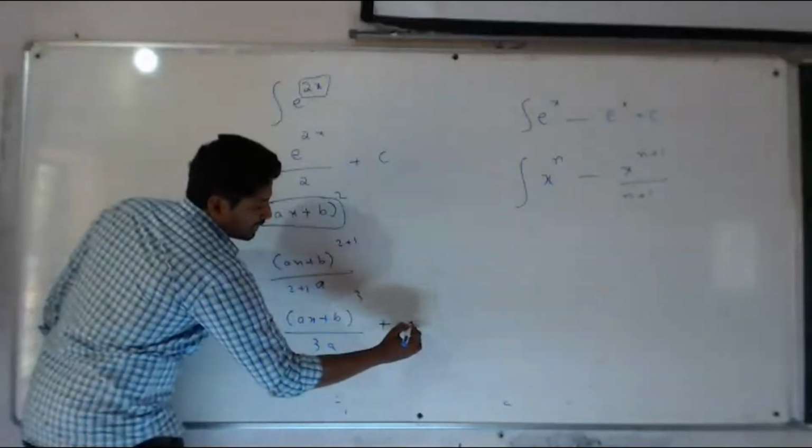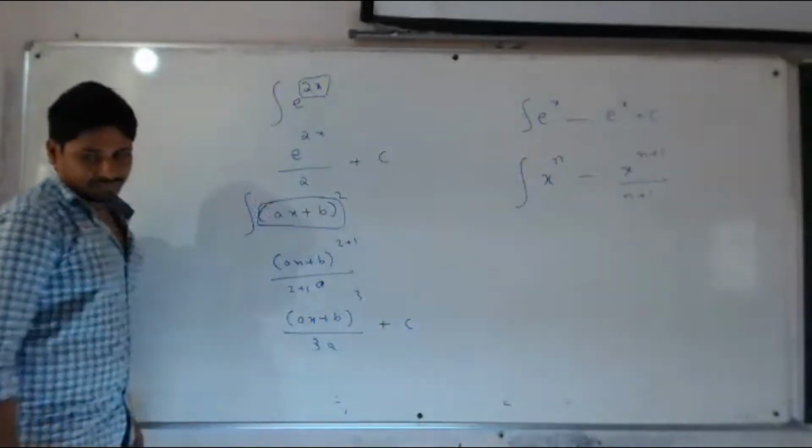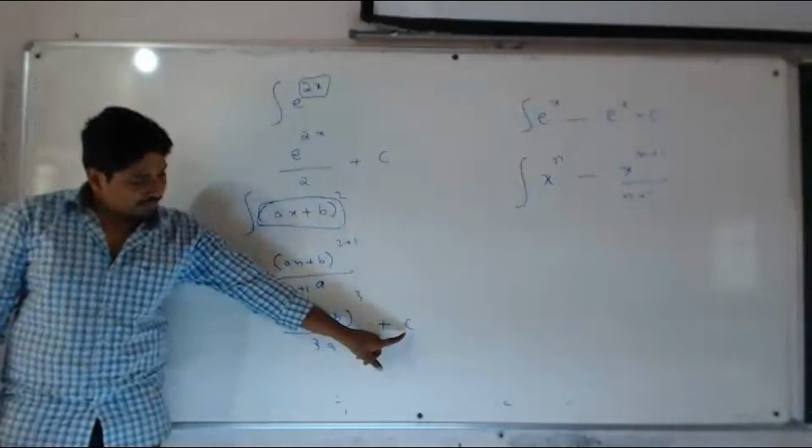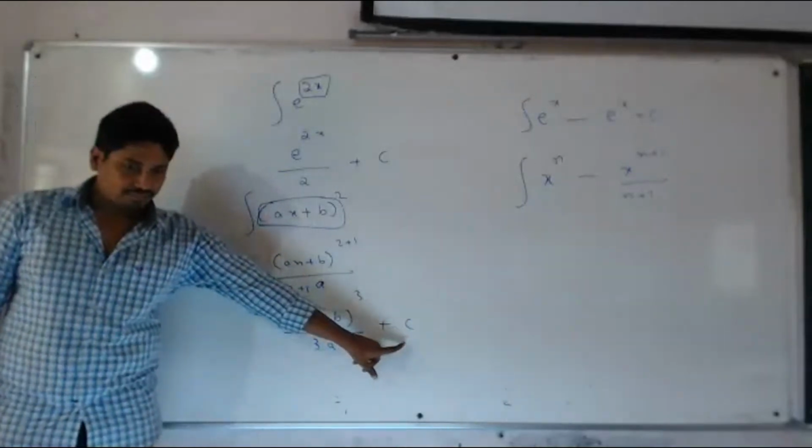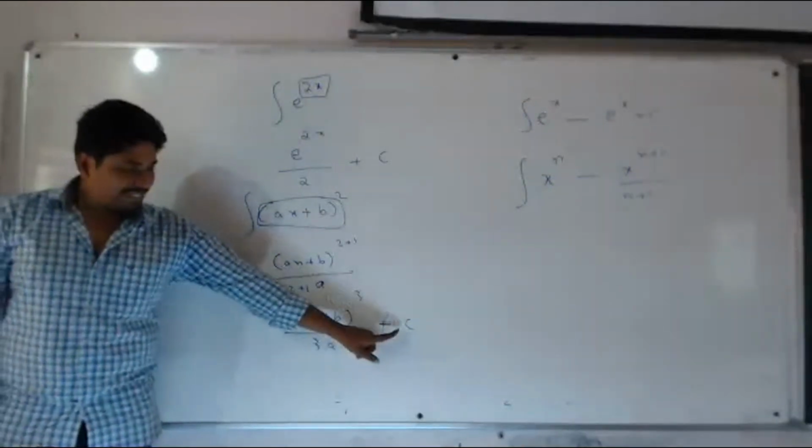Don't forget to write plus c in the last step. Okay, yesterday I had explained to you why we have to put plus c in the final step. This is said to be the integral constant.